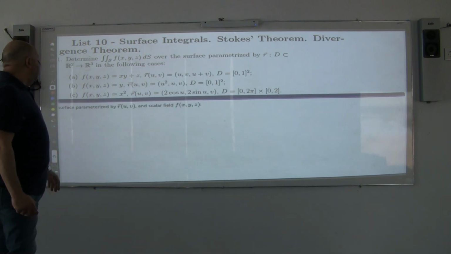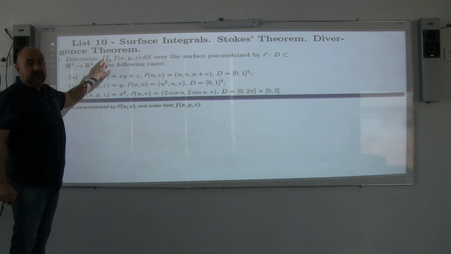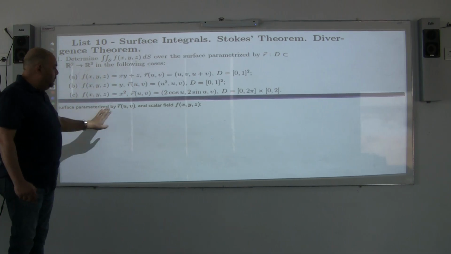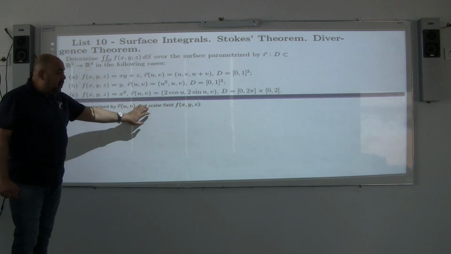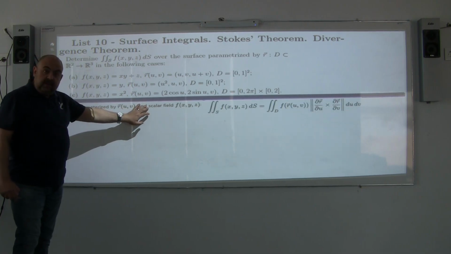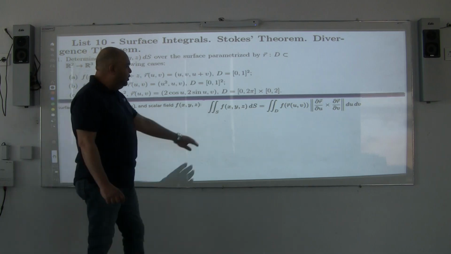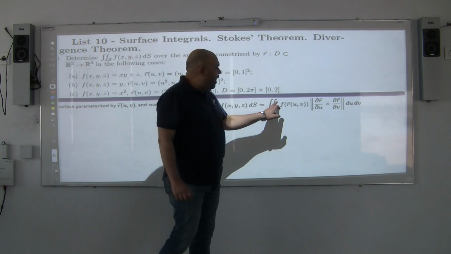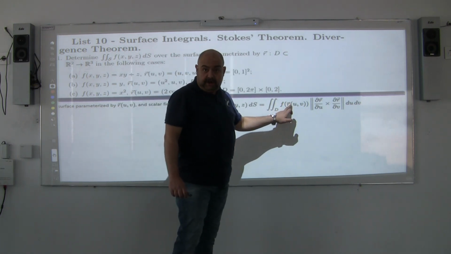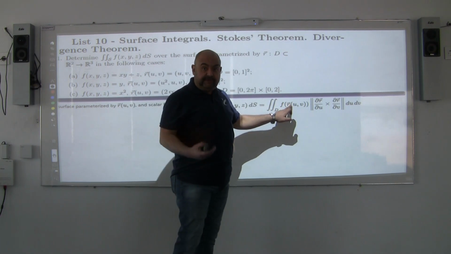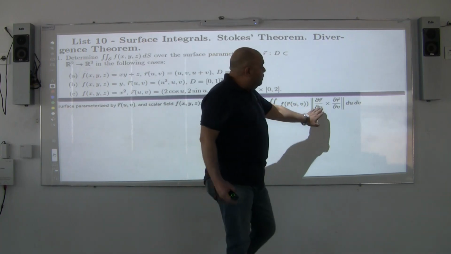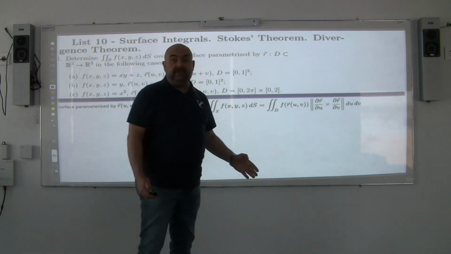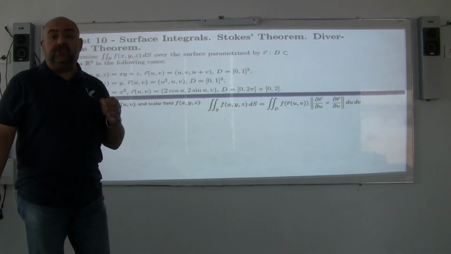And he wants you to evaluate the surface integration. So I will start with the surface parameterized by u and v and the scalar function f of x, y, and z. All I have to do is the surface integration, substituting f with respect to the vector equation R of the surface, times the magnitude of the cross product of the partial derivatives of R with respect to u and v. And this is really very simple.